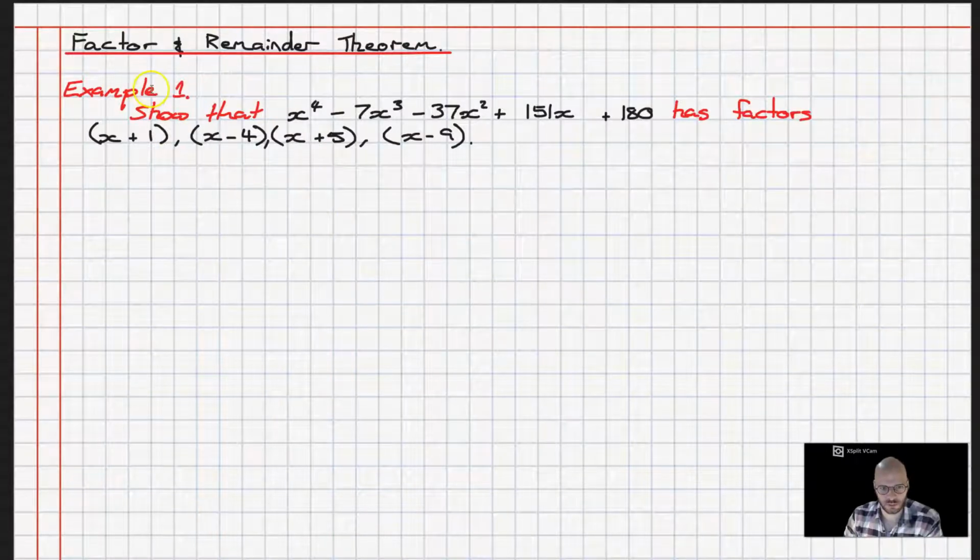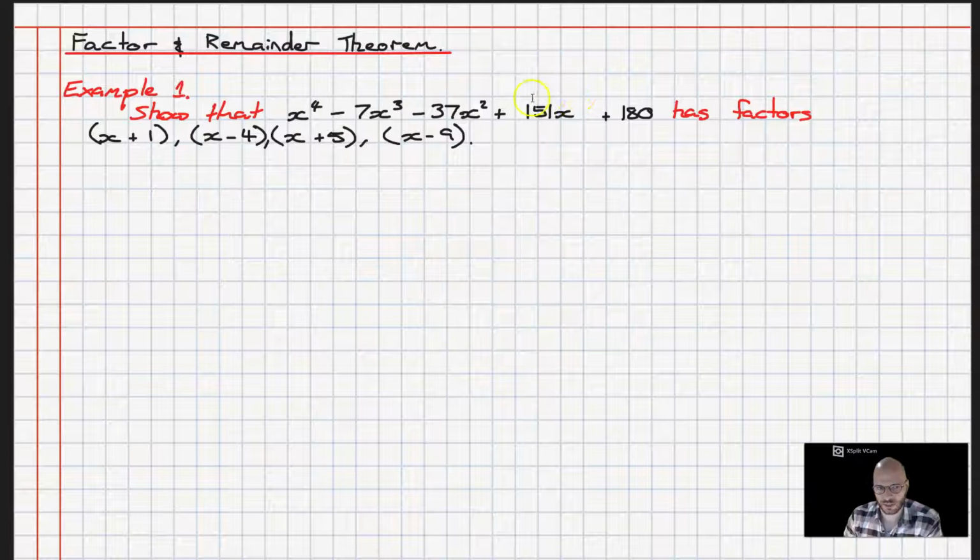So consider example 1 here. We've got this x to the 4 minus 7x cubed, and so on. And what it says is that it's made up of the factors x plus 1, x minus 4, x plus 5, and x minus 9. So what that means is if we multiply all of these factors together, we're going to get an expression as seen up here.